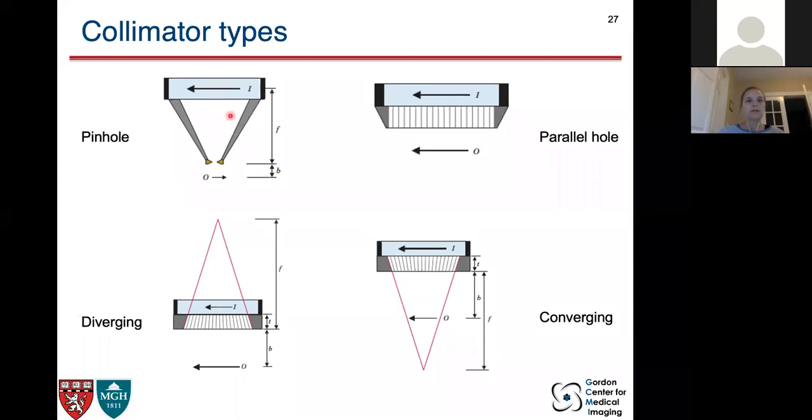So if we use this in a magnifying configuration, this can be very good for high resolution applications. The downside is that we get very low detection efficiency with this configuration, because the majority of the gammas will actually be rejected. And then we have the parallel hole one that we saw before, which is the most common one. And there can also be converging or diverging collimators. This one will be minifying, and this is magnifying.